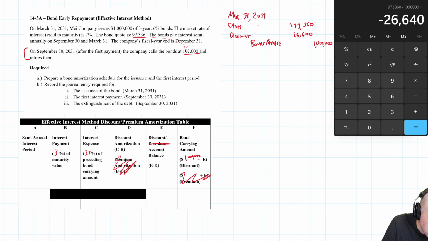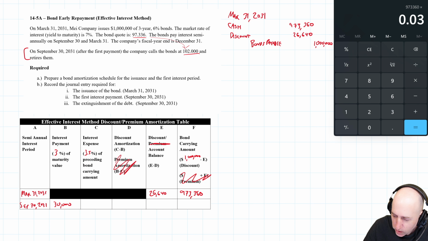So the first date is the date we issued the bond, March 31st, 2031. Our discount account balance, 26,640. $1 million minus E, $1 million minus 26,640. The amount of cash we received on issuing the bond, 973,360. Then 6 months go by. On September 30th, 2031, we make an interest payment, 3% of the maturity value. 3% of $1 million is $30,000. The interest expense, 3.5% of the preceding bond carrying amount, 3.5% of 973,360.